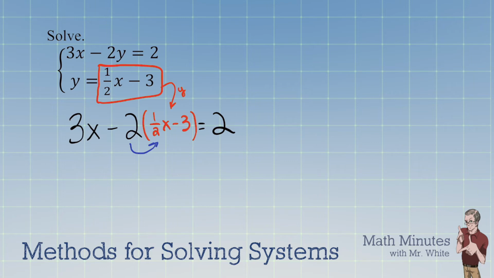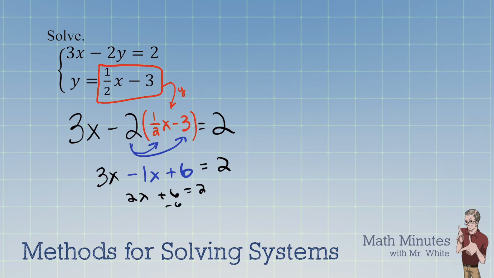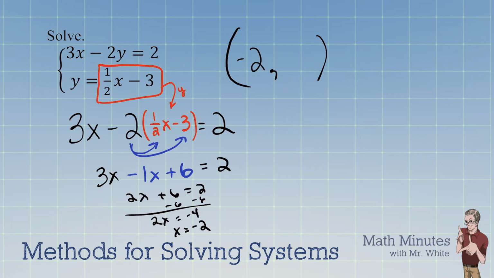So now we go to our equation solving skills, and we just solve this thing. We're going to do the distributive property. Negative 2 times 1/2 would be negative 1x. Negative 2 times negative 3 is plus 6. Now, the other stuff is just sitting here chilling for now. We're going to combine things in the next step. So now we combine the like terms. 2x plus 6 equals 2. We minus 6 on both sides. 2x equals negative 4. X equals negative 2. Negative 2 is the first part of the answer.